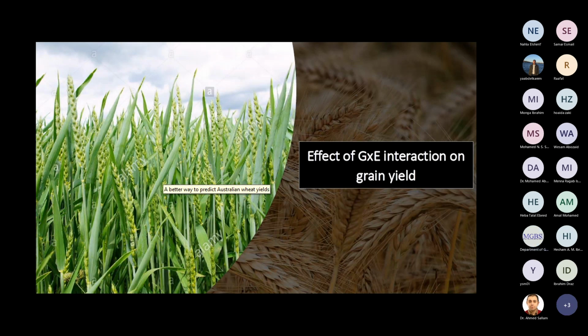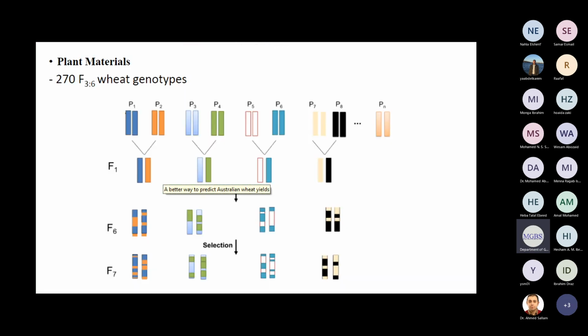Now we come to the effect of genotype by environment interaction. This is the population that we used. As you see here, some are from the F3 generation and some from the sixth generation. But keep in mind that each genotype we used came from two different crosses between two different parents, so we expected all 27 genotypes to be highly diverse. This is just an illustration of the production scheme of the population.